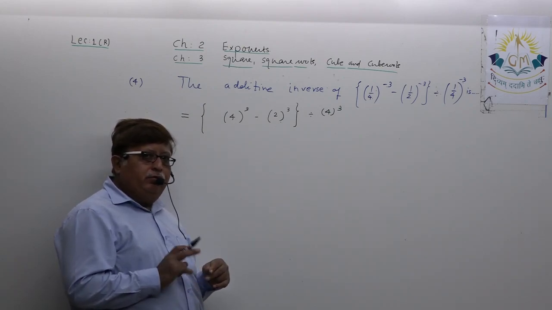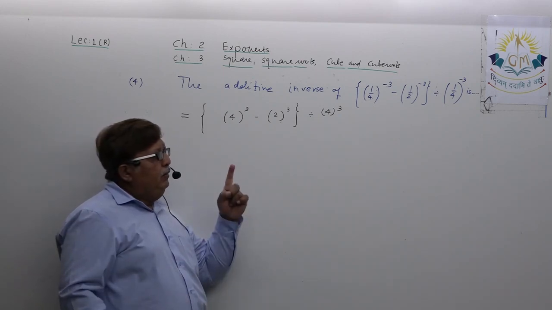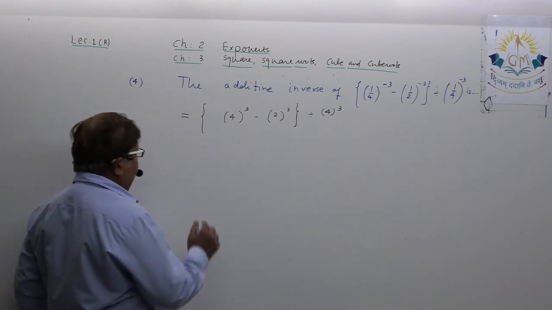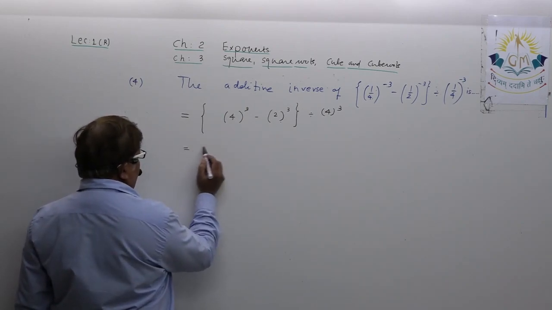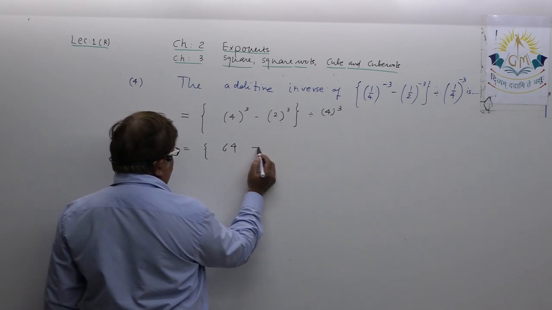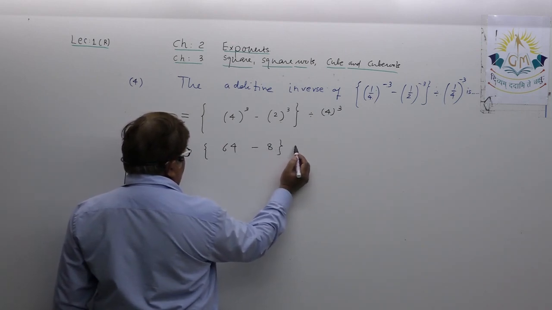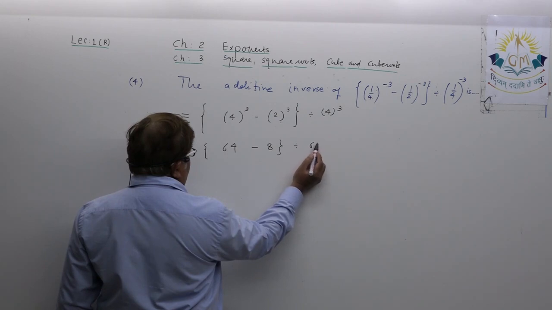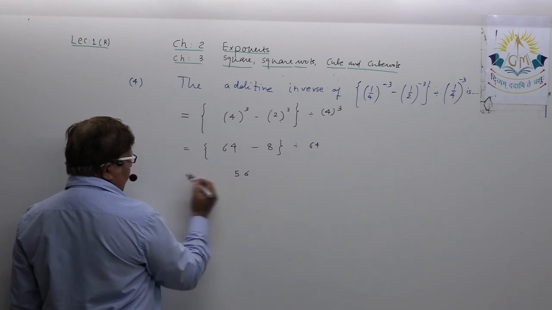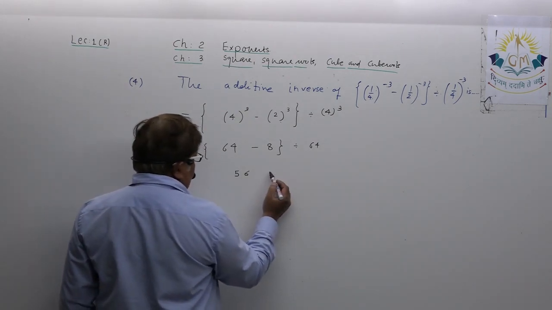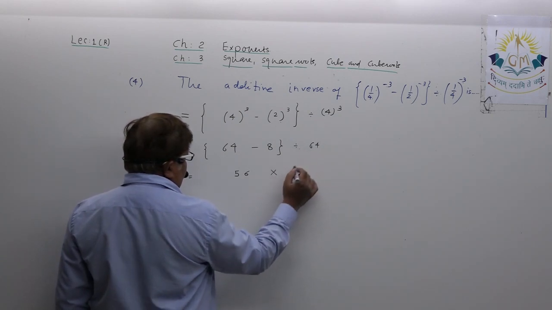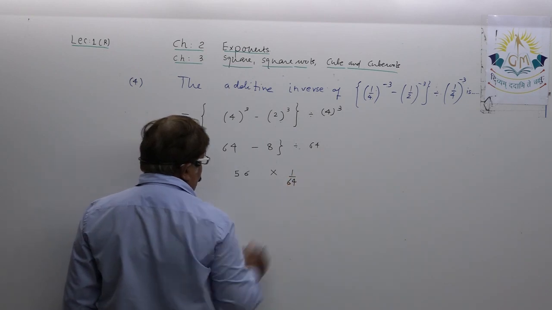And the basic is solving the bracket. In the bracket, each and every term needs to be evaluated. That's the basic. 4 raised to 3 is 64. This is 8, and here 64. This is 56. Right, and this is, dear student, as you know, just multiply. This needs to be reciprocalized.